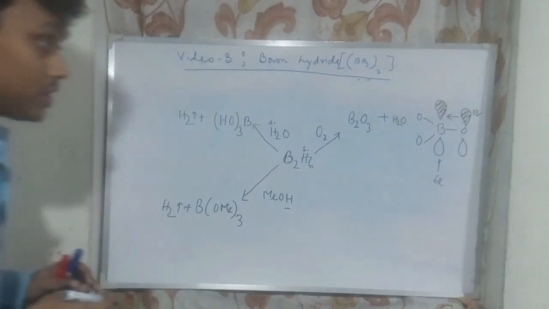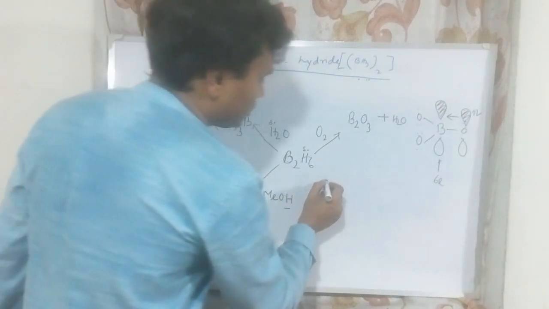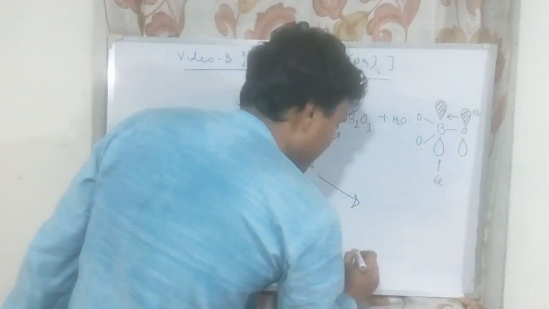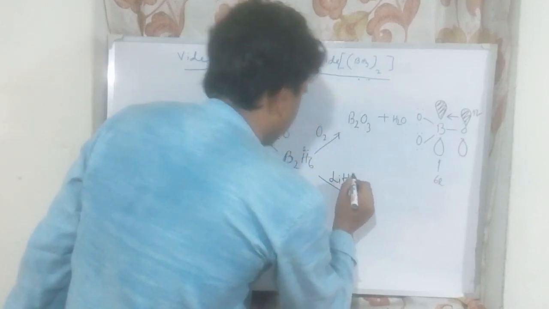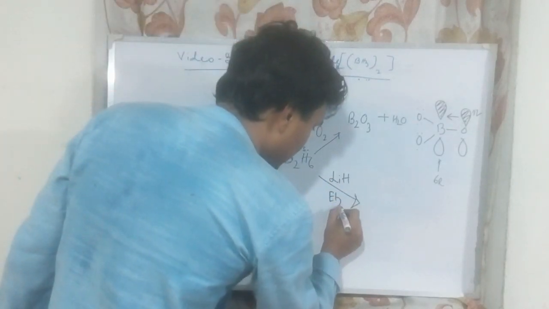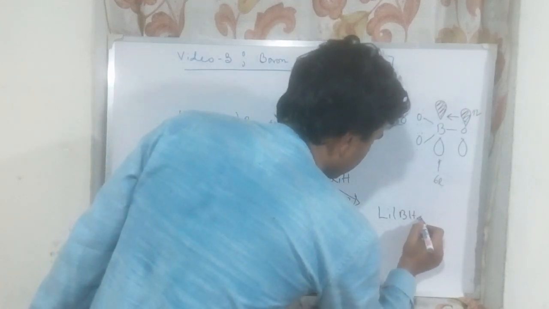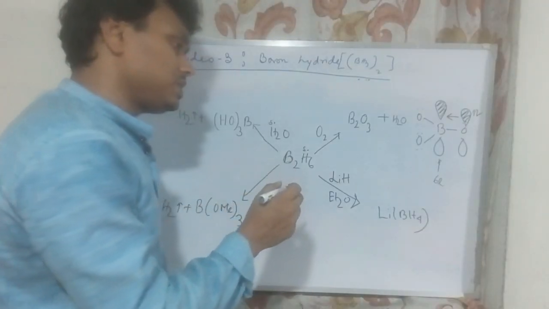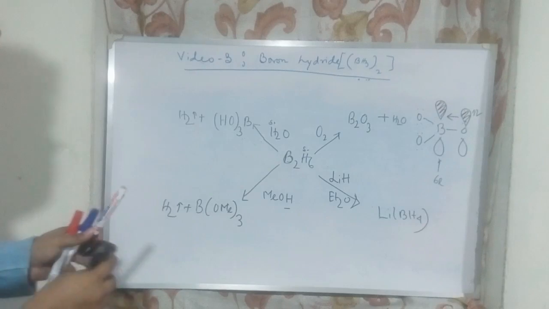Okay, so now we are going to see another unique reaction which will produce one unique reagent, that is borohydride. Here the reactant is lithium hydride. This lithium hydride reacts with B2H6 in diethyl ether to produce lithium borohydride. I will make a dedicated video on this borohydride and its reactivity towards organic molecules later on. So this is the property of this B2H6.